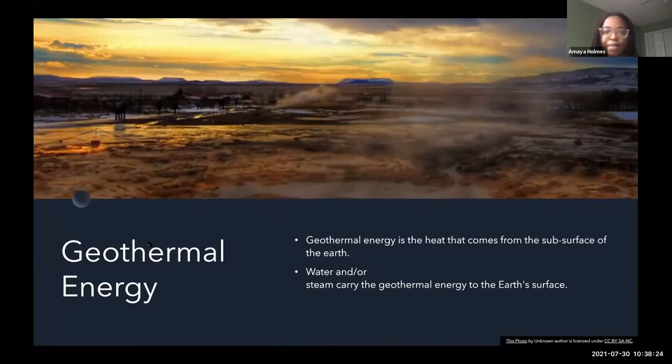Before we dive into everything, let me provide some background knowledge on some key things. Geothermal energy is basically heat that comes from within the earth. Water and/or steam carry the geothermal energy to the Earth's surface. From there, the energy can be harnessed to generate clean electricity. However, for this to happen, a region with high or medium temperature resources is needed.